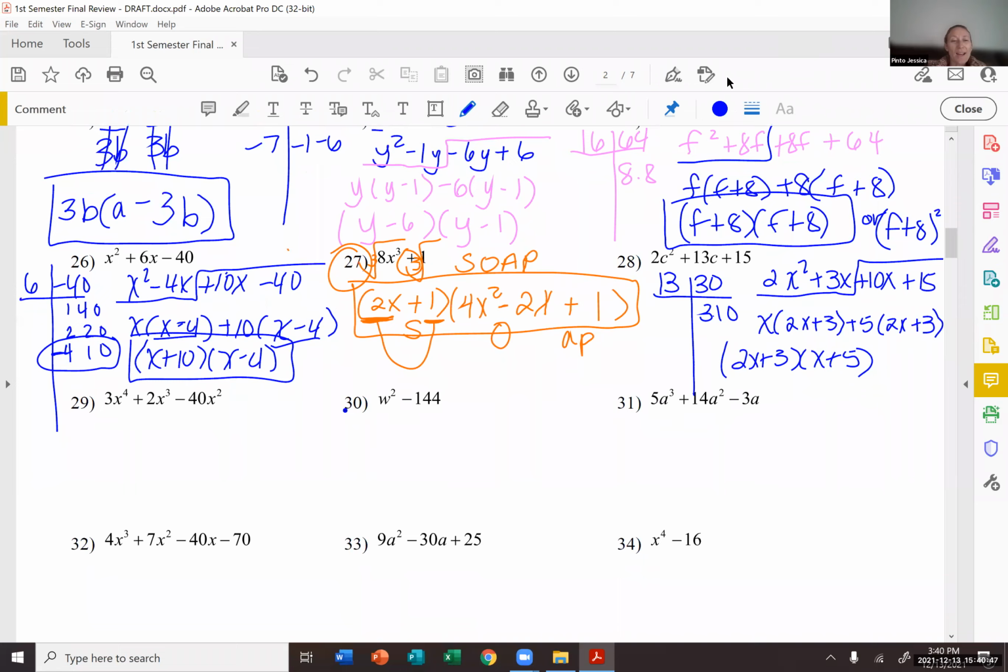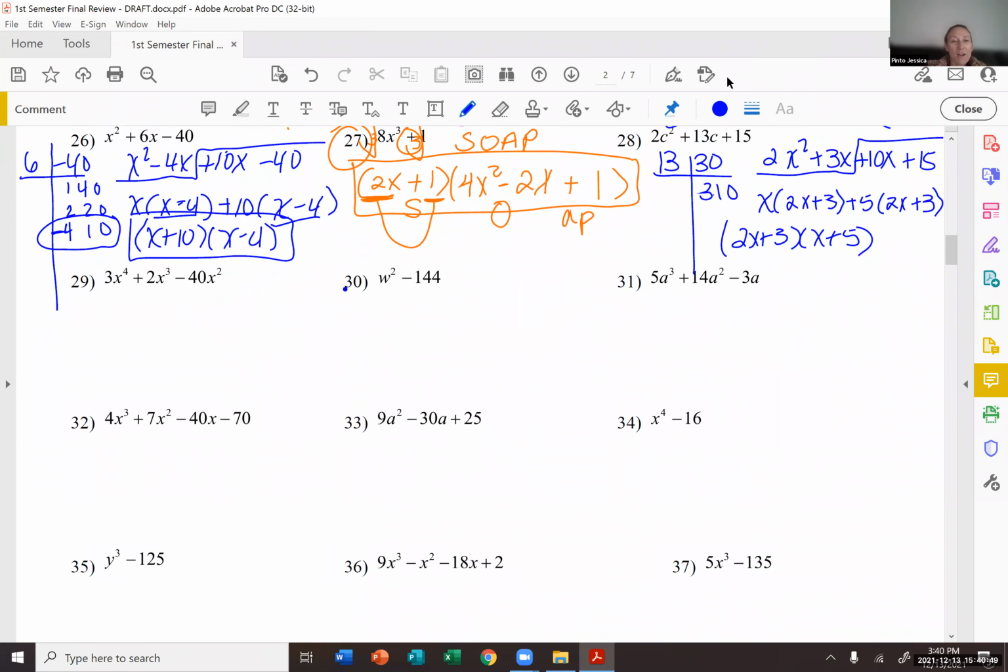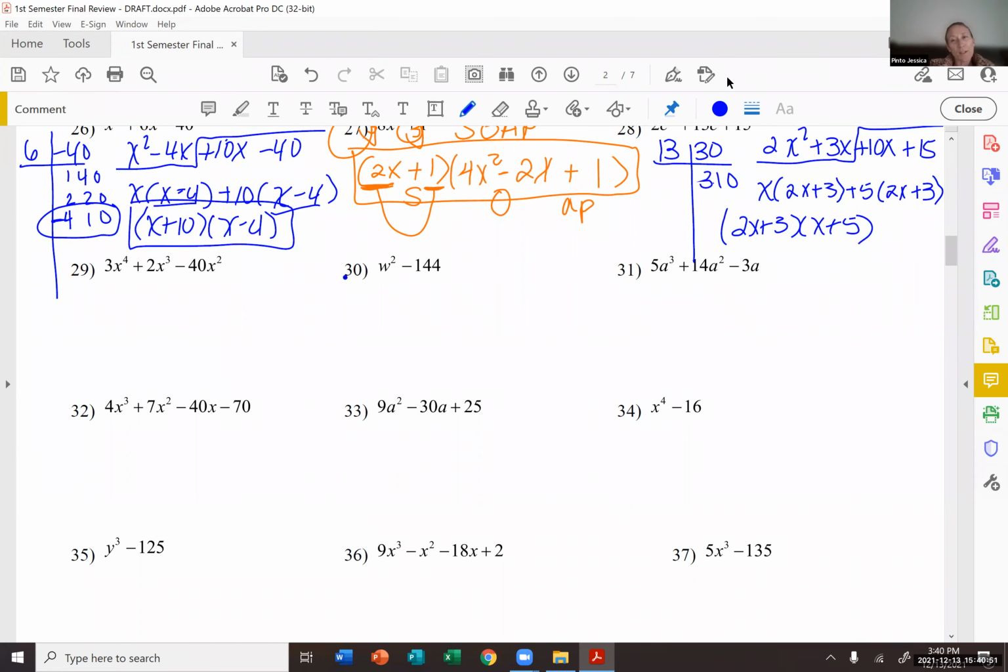Looking at 29, I see that is a trinomial. And of course, I noticed that there's an x in the last term. So I see that the lowest exponent is x squared. That's the GCF. So taking the x squared out, I make everything 2 less powerful.